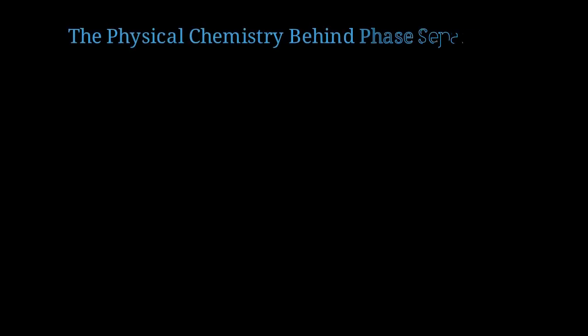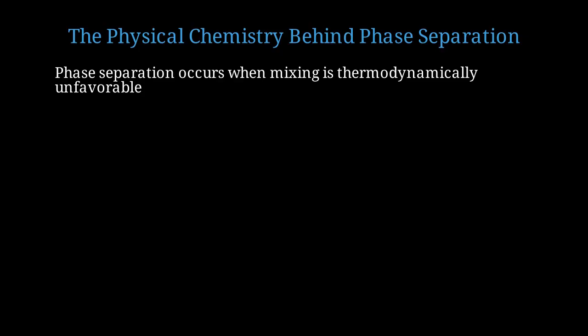Now let's dive into the physical chemistry. Why do these droplets form? The answer lies in thermodynamics and polymer physics. Phase separation occurs when it becomes thermodynamically unfavorable for two components to remain mixed. This is similar to oil and water separating.